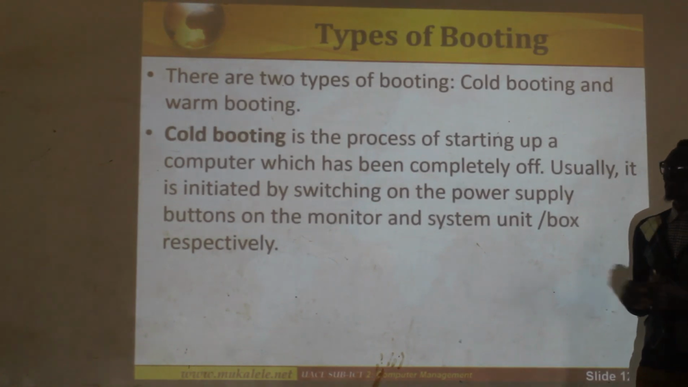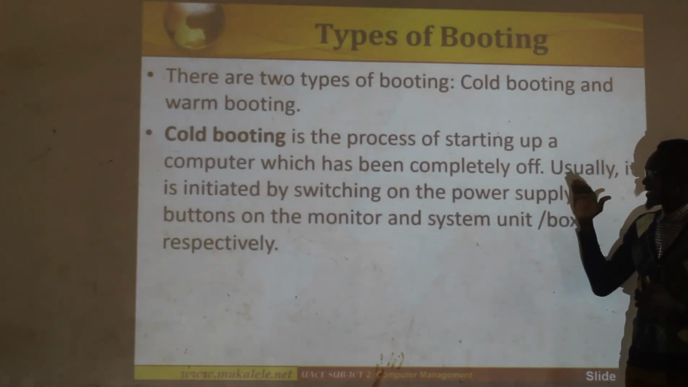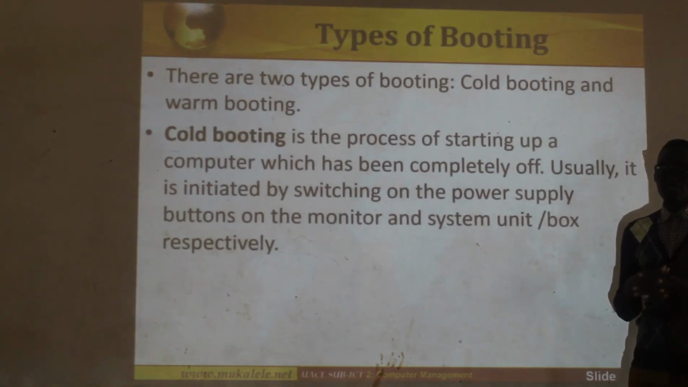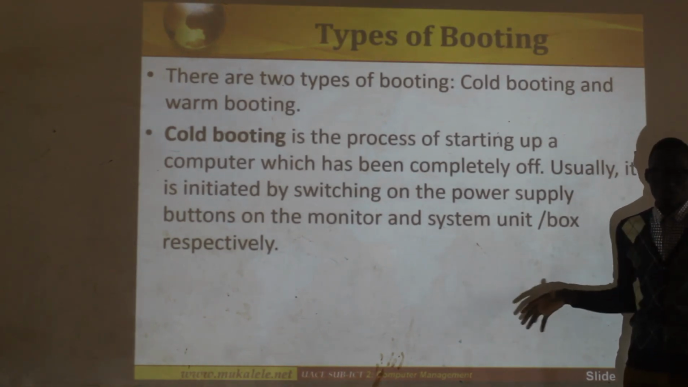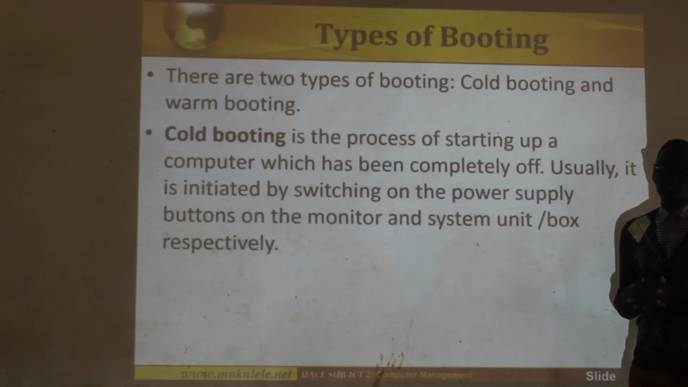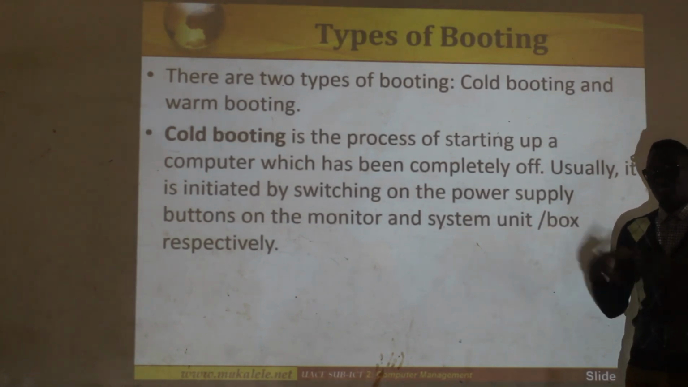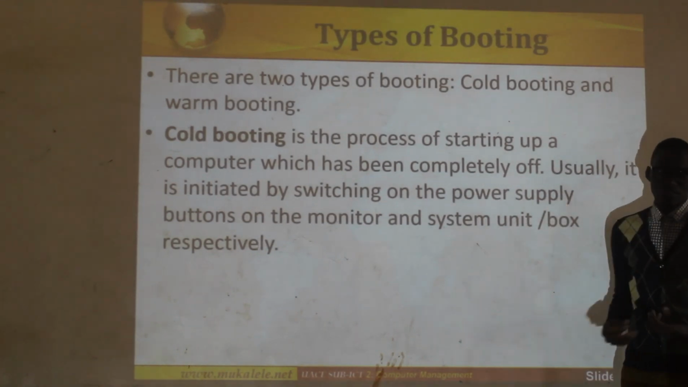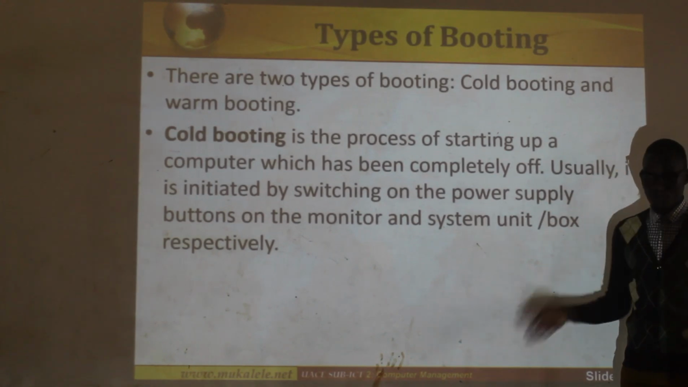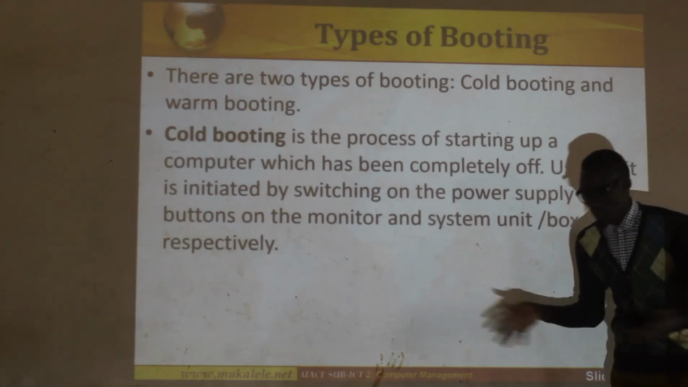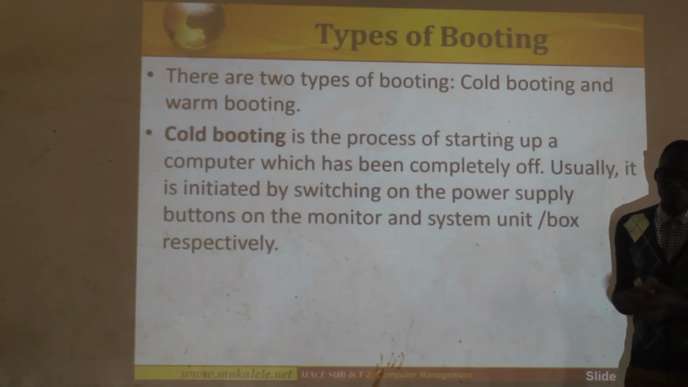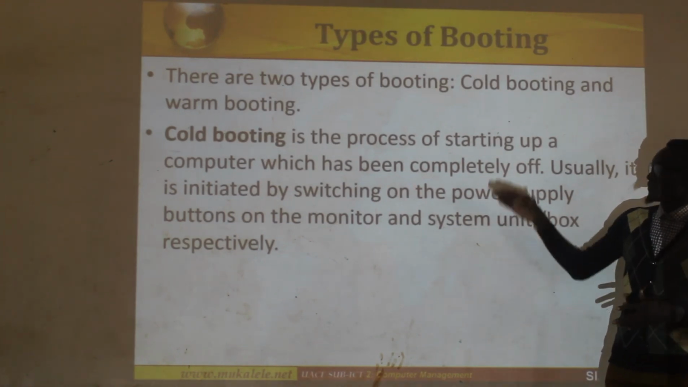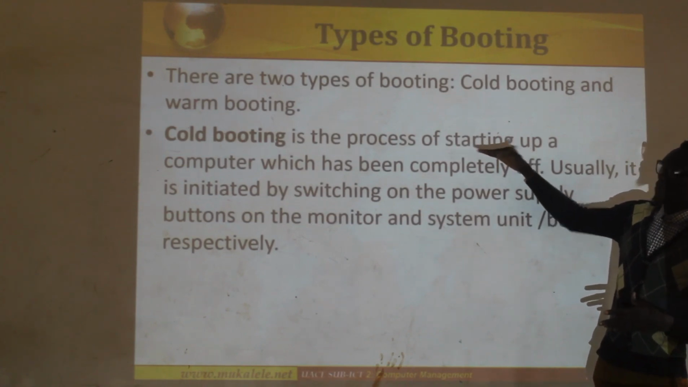So cold booting is the process of starting up a computer which has been completely off. The computer was not on at all, it was off for some time. The time can be either 5 minutes, can be 10 minutes, can be 1 day, can be a month, can be a year. As long as the computer was totally off, there was nothing going on in the computer. There was no power supply to it, there was no activity taking place into it. So that is when we cold boot.